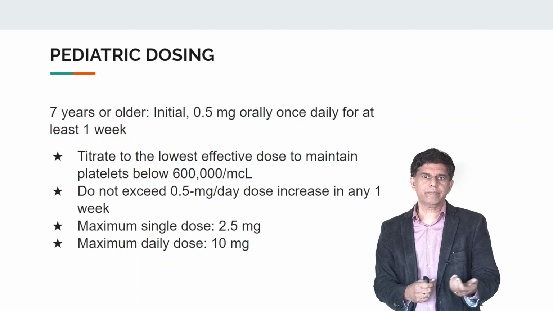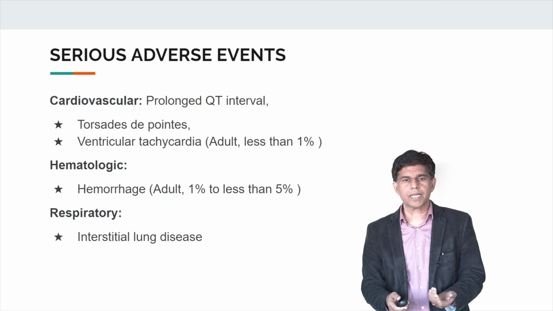Think about it, okay? Musculoskeletal, in adults, is backache; neurologic is going to be asthenia, dizziness, and headache. Respiratory symptoms could be cough and dyspnea, and also fever, malaise, and pain. Let's look at the serious side effects, okay? It can cause prolonged QT intervals, so it's better to check an EKG before and after. Torsades de pointes, ventricular tachycardia, and hematological, it can cause hemorrhage, but very few, 1% to less than 5%. Respiratory, it can cause interstitial lung disease.